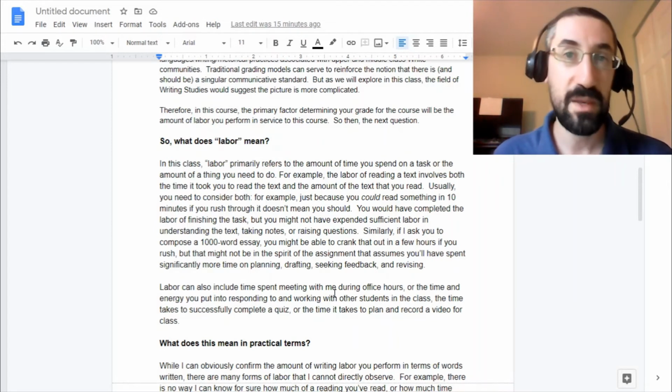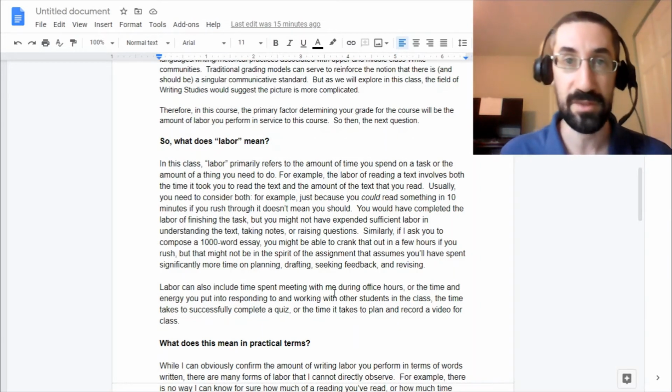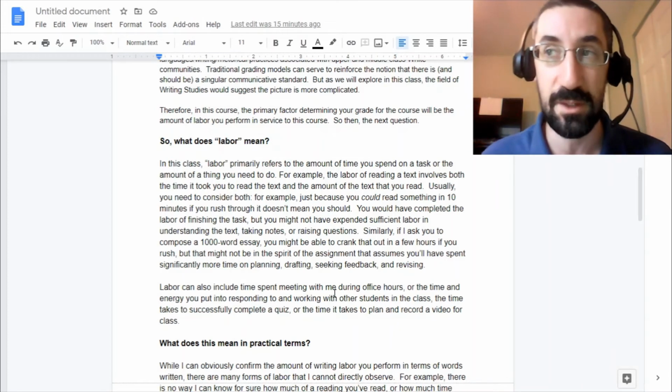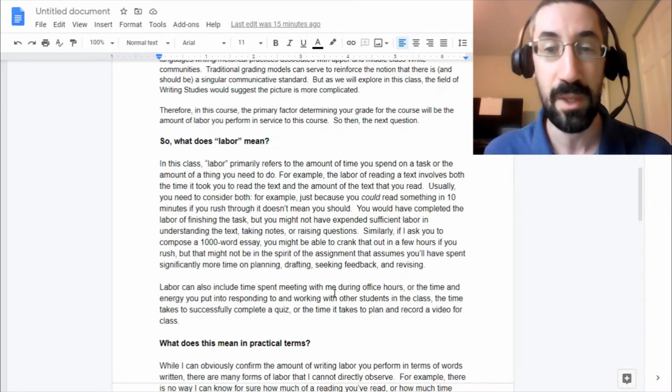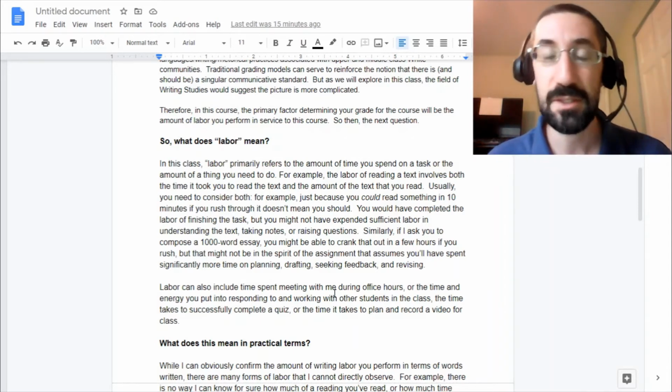There are other kinds of labor for the course too, right? Our weekly meetings are a form of labor. Making time to meet with me in office hours is a form of labor. Conducting research outside of the class or finding additional materials that will support the kinds of work that you're doing are kinds of labor. So you'll be doing lots of different kinds of work throughout the semester.